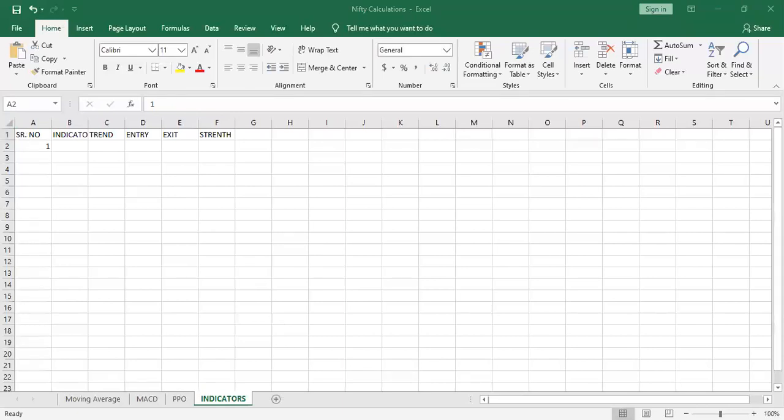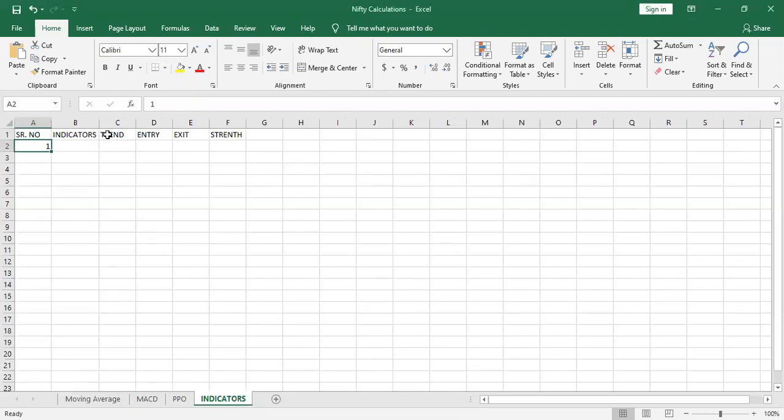Now I enter five columns. First is indicators, second is trend. It will indicate trend, yes or no. It will be used for entry, yes or no. It will be used for exit and strength. The indicator can show the strength, meaning after initiating a position, whether movement is possible or not.